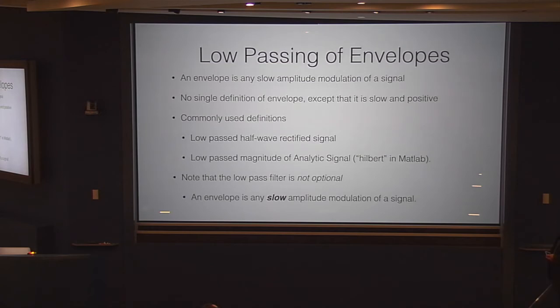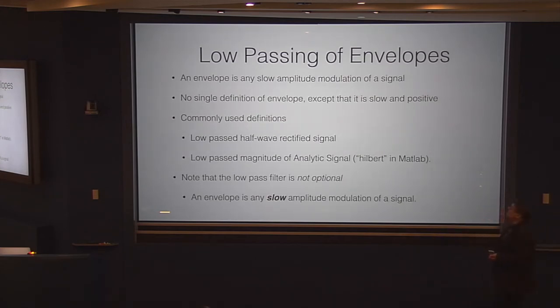Envelopes. Envelopes are whenever a signal has some modulations to it. One of the points of an envelope is that it be a slow modulation. For instance, if you've got stuff going on in gamma, 30, 40, 50 hertz, it might be modulated slowly by theta. So theta is much slower than gamma. 5 hertz is much slower than 40 hertz.